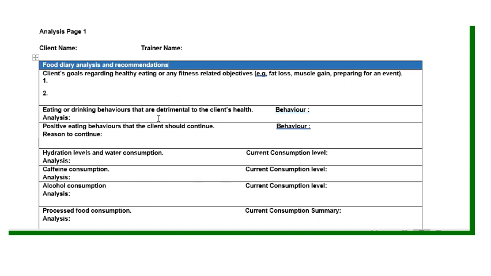So then you can say, right, what are their eating and drinking behaviours that are helpful or detrimental, sorry. You can state the behaviour here, and you can analyse it here. You can say why you think that is a detrimental behaviour. Similarly, you can say, right, what are the positive behaviours we're trying to keep, and you can state those there. So there's one space, but you can always do more.